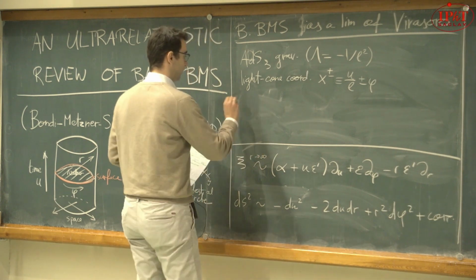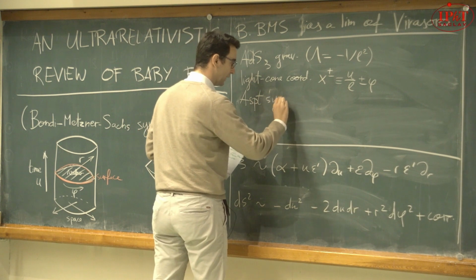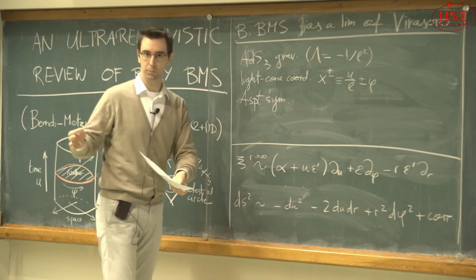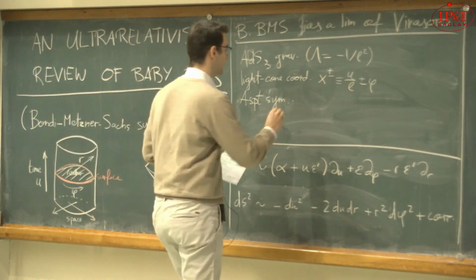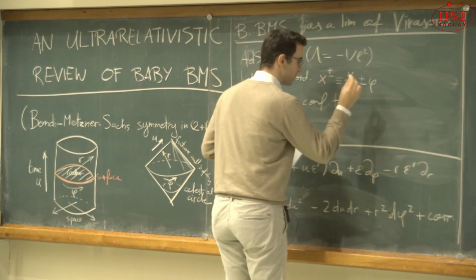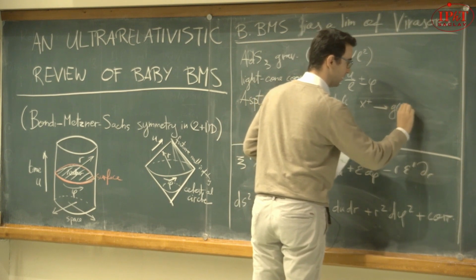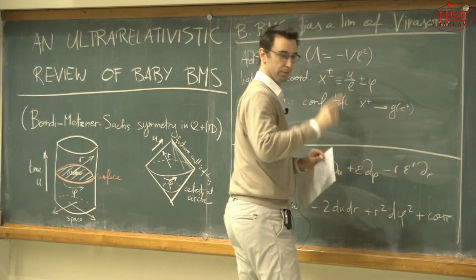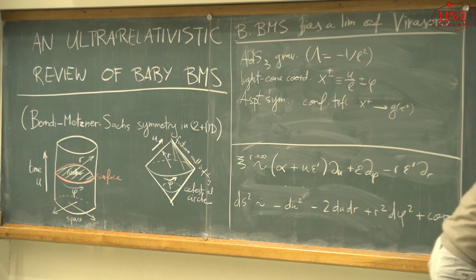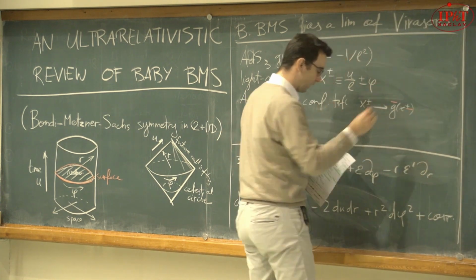Now, what are the asymptotic symmetries here? So this is not something I'm going to derive. I'm going to rely here on your intuition and some knowledge of AdS/CFT. So asymptotic symmetries are actually conformal transformations which map, say, x^+ to some function g of x^+, and, colors, and x^- to some other function ḡ of x^-.